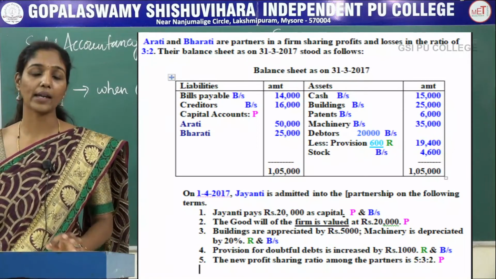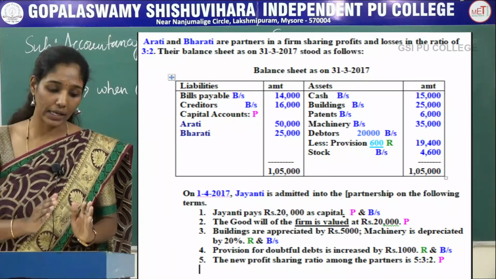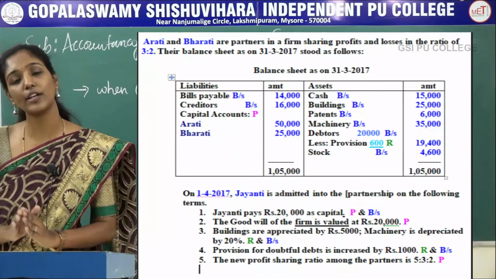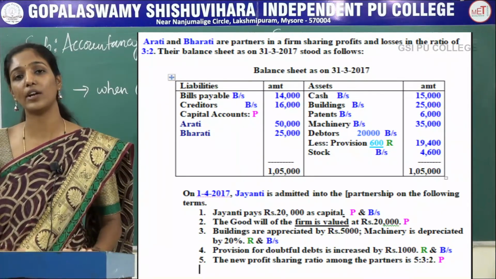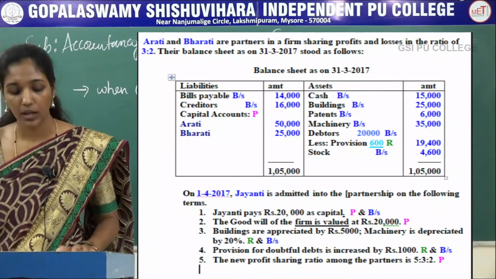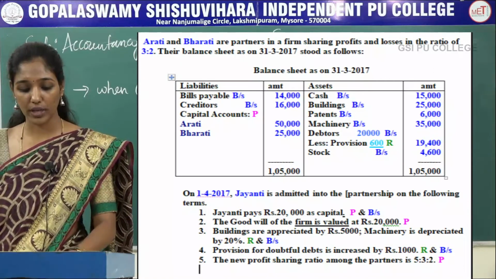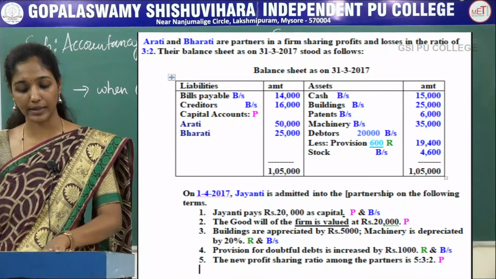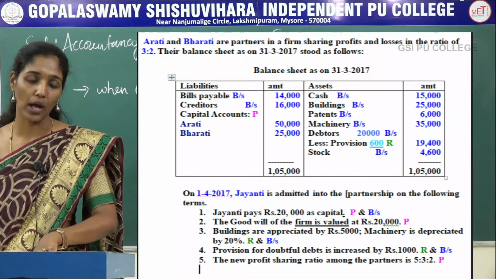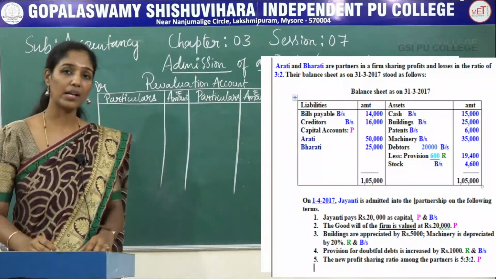Here provision act as liability. So when liability increases, then it should be recorded on debit side of the revaluation account. The next is the new profit sharing ratio among the partners is 5:3:2. Now let's prepare revaluation account.